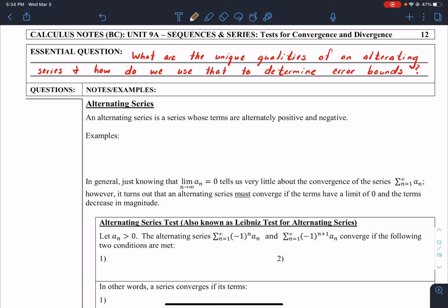Alternating series are unique, but they're usually pretty easy to identify because they alternate in sign. We're talking about going from a positive term to a negative term, positive term, negative term. So an example of a series that did that would be 1 minus 1/2 plus 1/3 minus 1/4, etc.